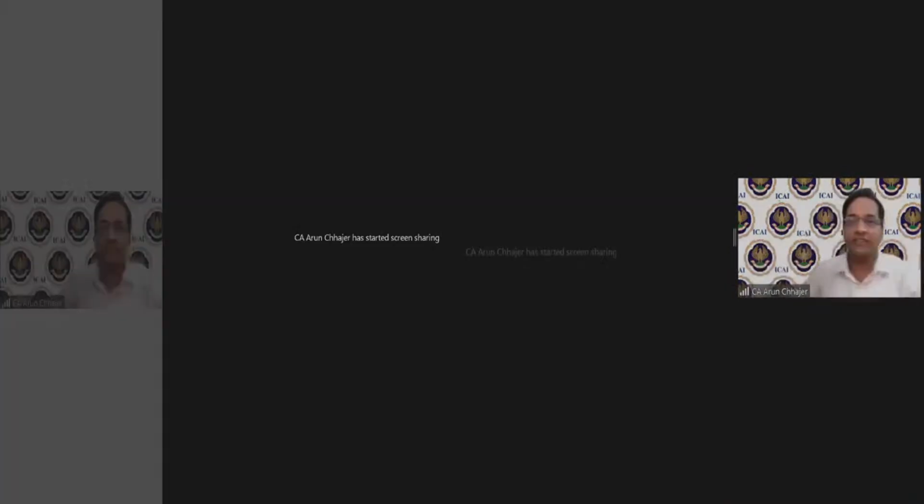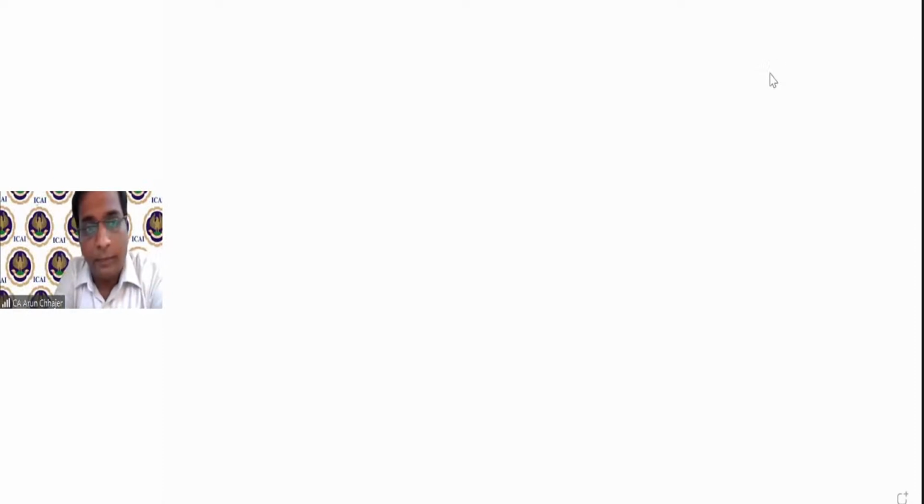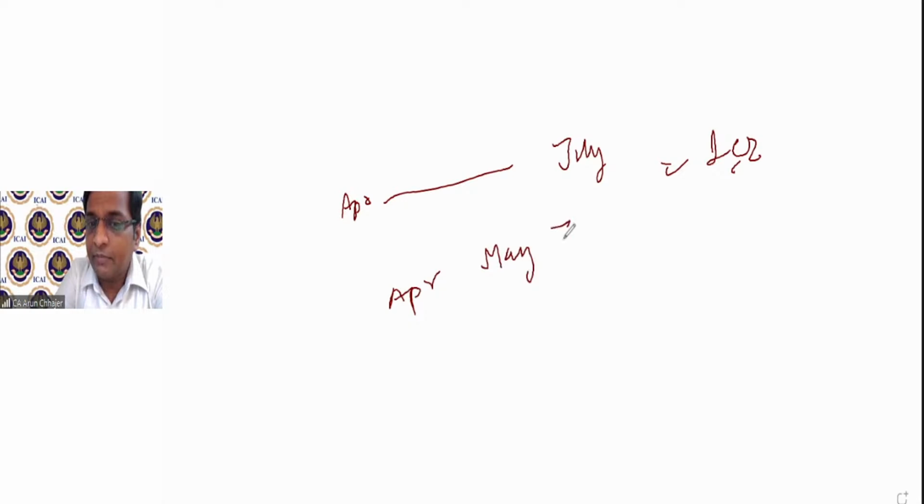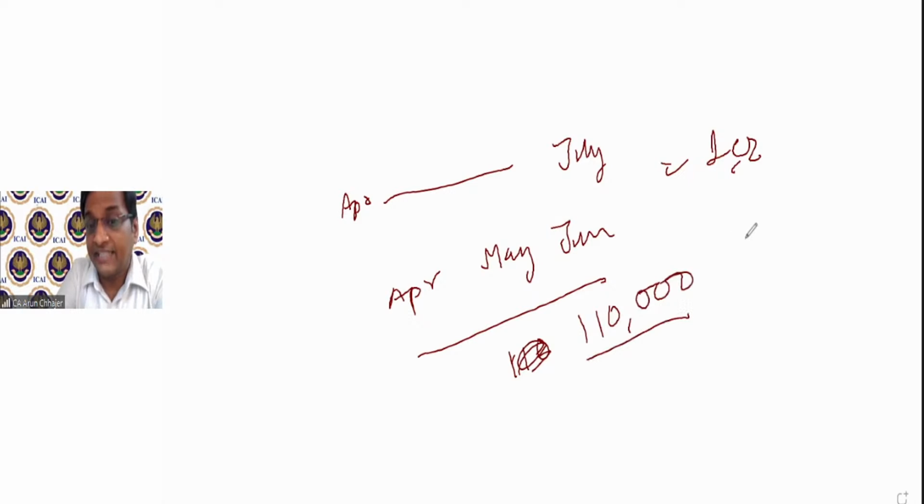Let's say 1%. Give me one minute, I'll share my screen once. I'll come to the whiteboard and then I will explain. So let me repeat again. From April to July, my total turnover is 1 crore. And I have paid some amount in April, some amount in May, some amount in June in cash. Let's say the total amount is 1,10,000 rupees in cash.